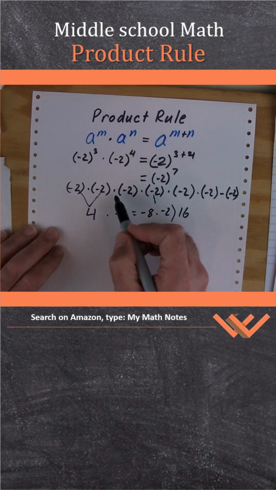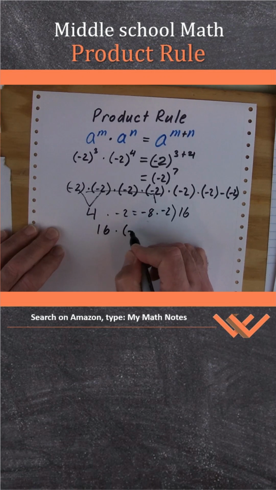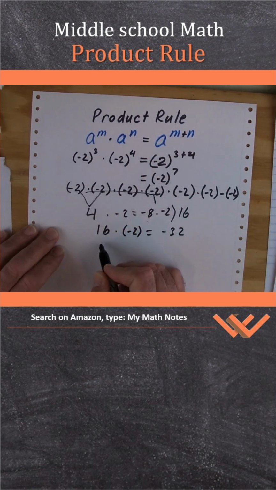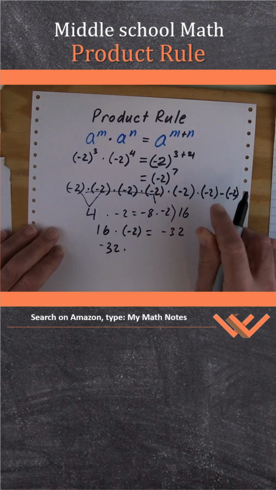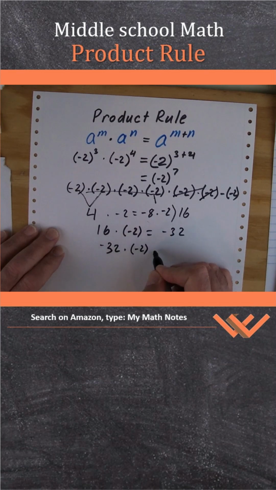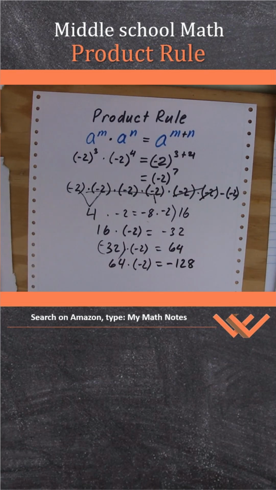So I've gotten all these here. I want to do 16 times -2. That's going to be equal to -32. And then I have -32 times this -2 here, and that's going to equal 64. And then I have 64 times -2, and that's going to give me a product of -128. There you go. I just gave you an example for the product rule.